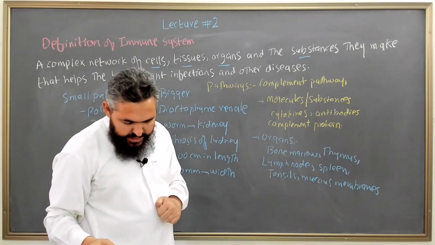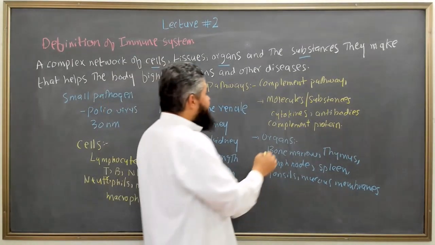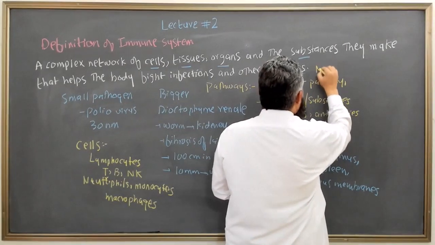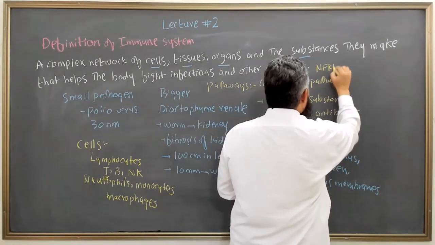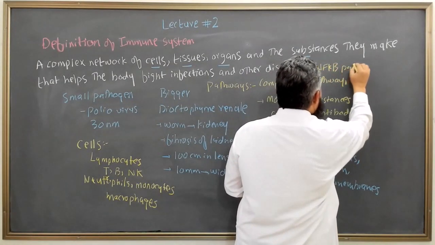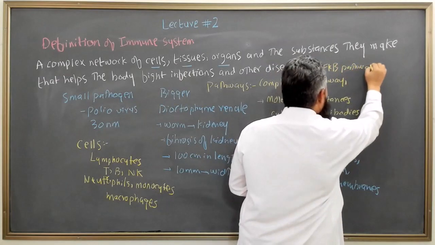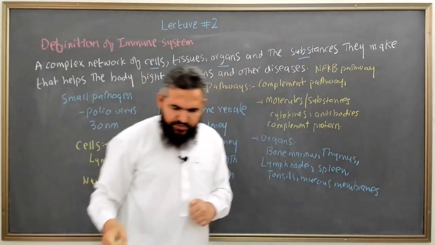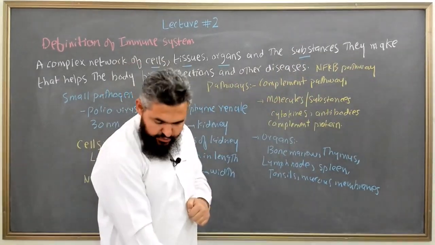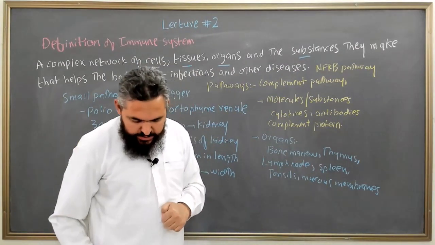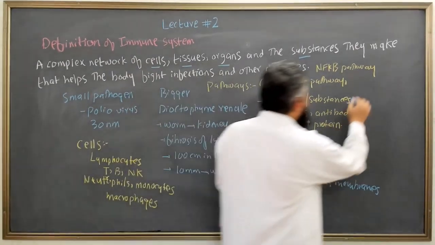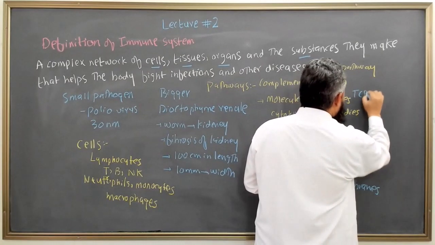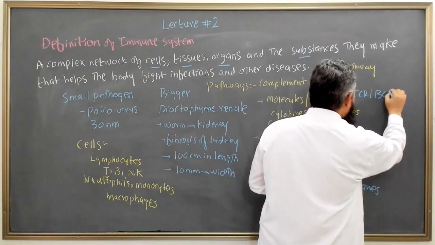Then you can have the NF-kappa-B pathway. This is another important pathway that you see in the immune system. And then you can have the TCR, the T cell receptor, and the B cell receptor pathways.